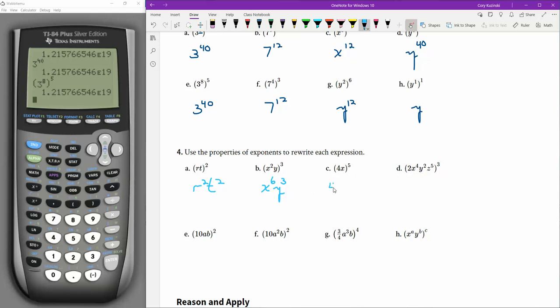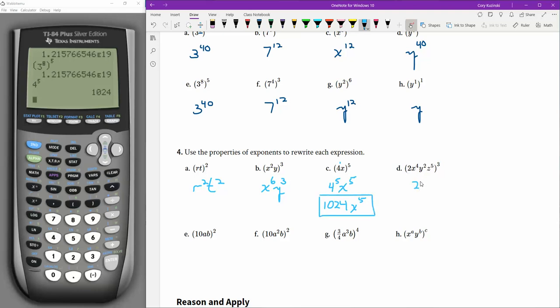This would be 4 to the 5th, because that's being raised to the first power. We want to raise it to the 5th power. And x to the 5th. We'll go ahead and simplify this. 4 to the 5th, 1024. So let's make it 1024 x to the 5th.